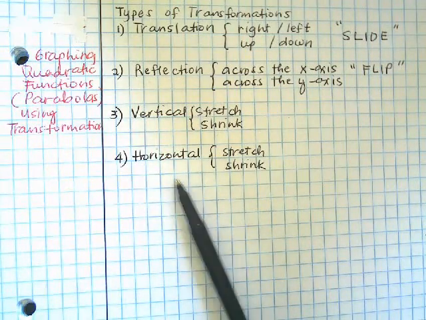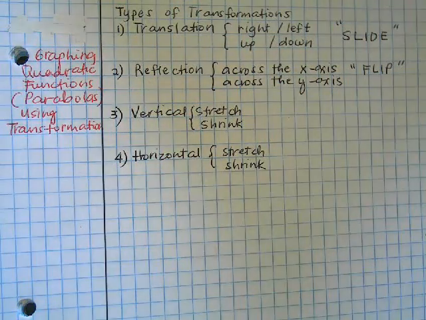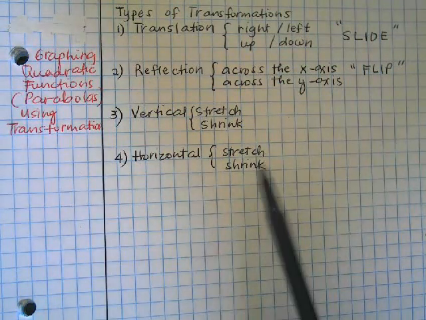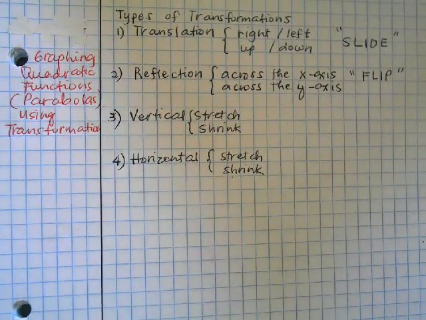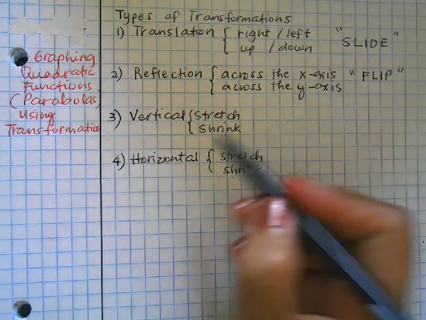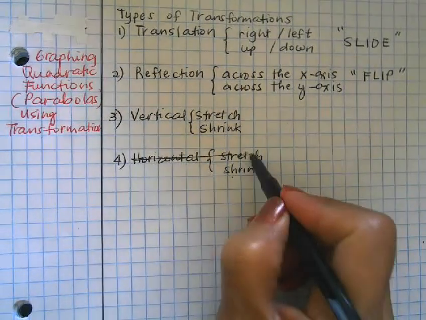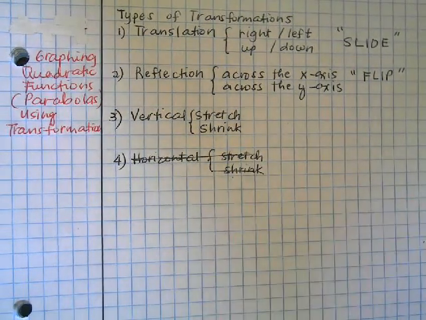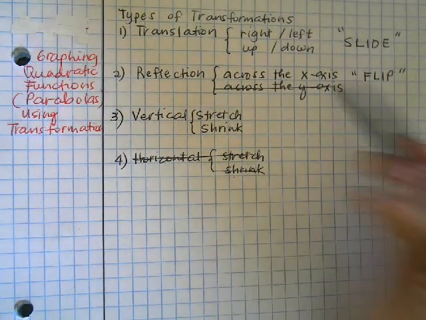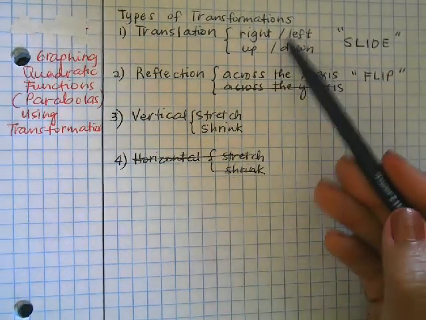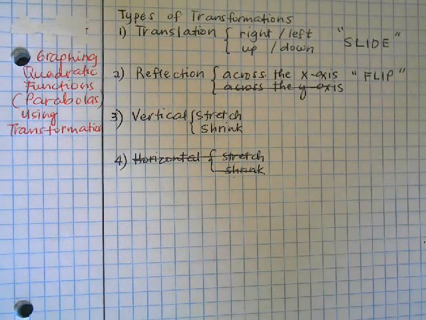And then there's also the horizontal. I don't want to confuse you. There's also a horizontal stretch and shrink, but we're not going to take that up. You're going to take that up in Algebra 2. I want you to know about that, but we are not going to reflect across the y-axis either. So these 1, 2, 3, 4, 5 are what we're going to study in Algebra 1.